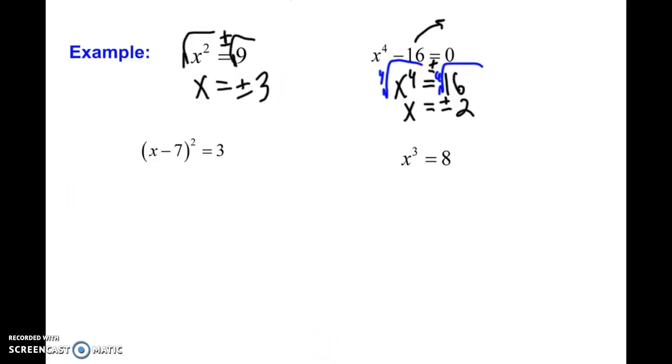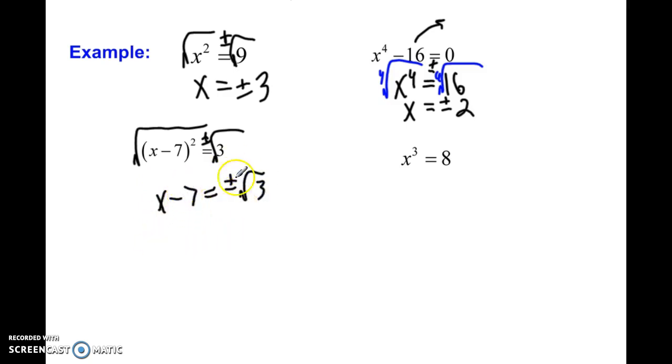Let's get another example, and you'll see problems like this in your homework. Here I can take the square root of the whole side. Fortunately the whole side right now is being put to the power of 2. So if I take the square root of the whole side, and don't forget plus or minus on one side, that should simplify nicely on the left. I just get x minus 7 equals plus or minus the square root of 3.